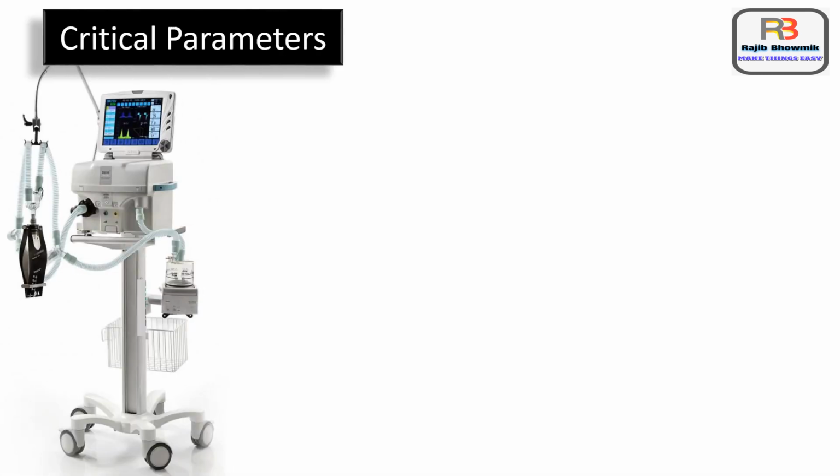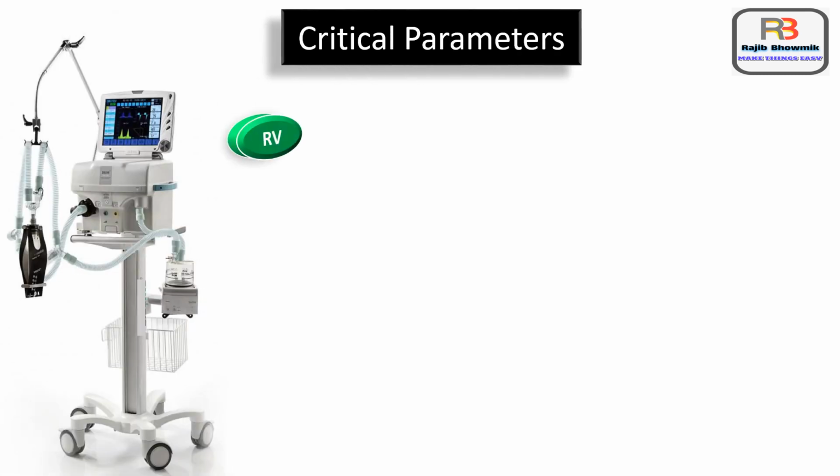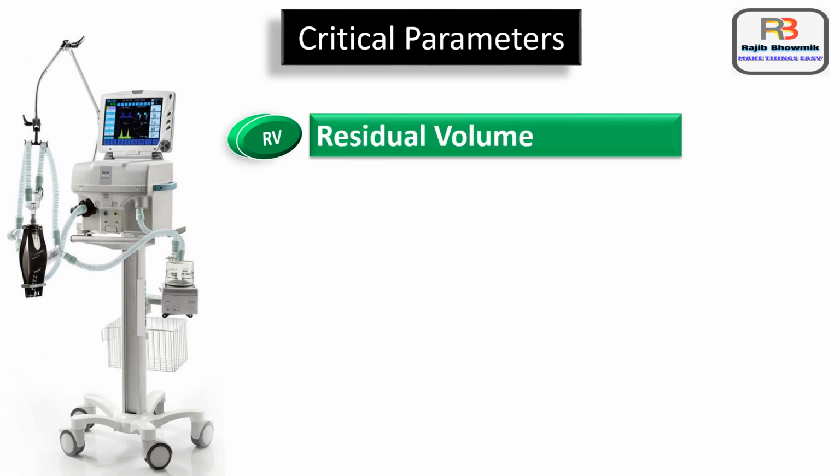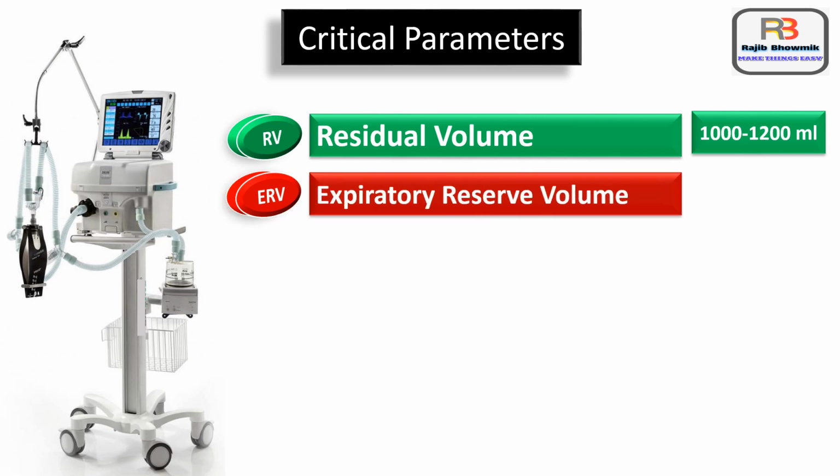Let us understand a few more critical parameters. RV, that is residual volume. The amount of air remaining inside the lungs after breathing out is called residual volume. For a normal adult, this value is 1000 to 1200 ml. ERV, that is expiratory reserve volume. The maximum amount of air that can be breathed out by a patient is called expiratory reserve volume. For male it is 1100 ml and for female it is 800 ml.